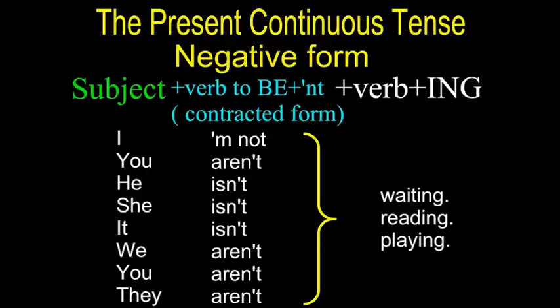For the negative form of the present continuous tense, we can also use the verb to be in its contracted form. For the personal pronoun I, the negative form is apostrophe m plus not. For example, I'm not waiting. For you, we and they, it's aren't. You aren't reading. And for she, he, it, it is isn't. For example, she isn't playing.